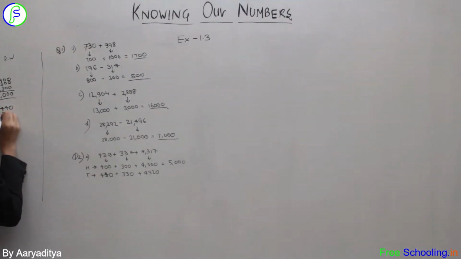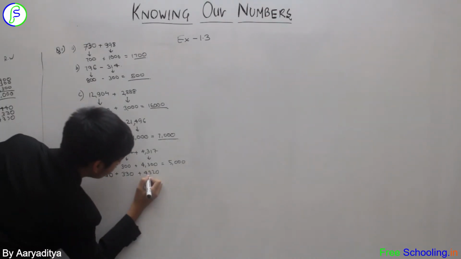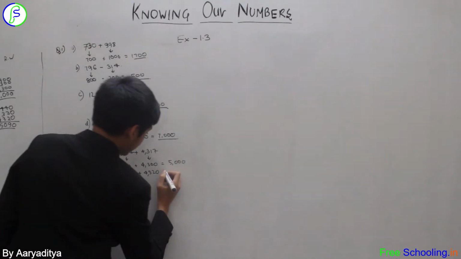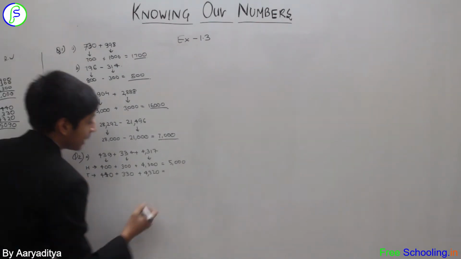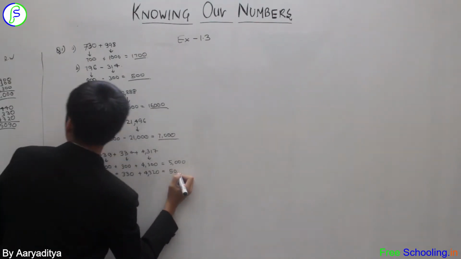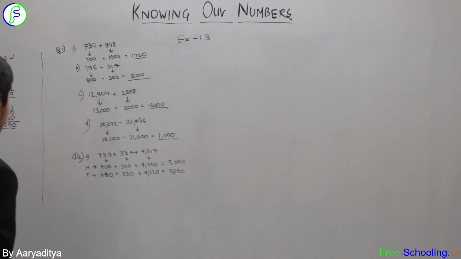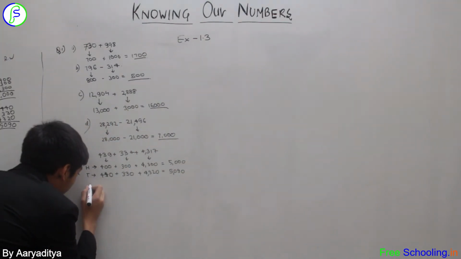440, 330, 4320. Let me insert a comma right here. 4320. So what do we get? 0, 4 plus 3, 7 plus 2, 9. 4 plus 3 plus 3, we get 10. 1 carry on, 5090. Estimated value by rounding off to the nearest 10, we get 50 and 90. Similarly, let's move on to part B.